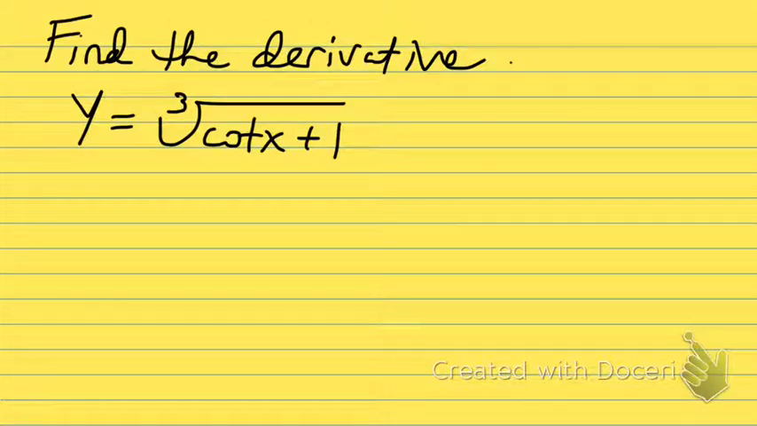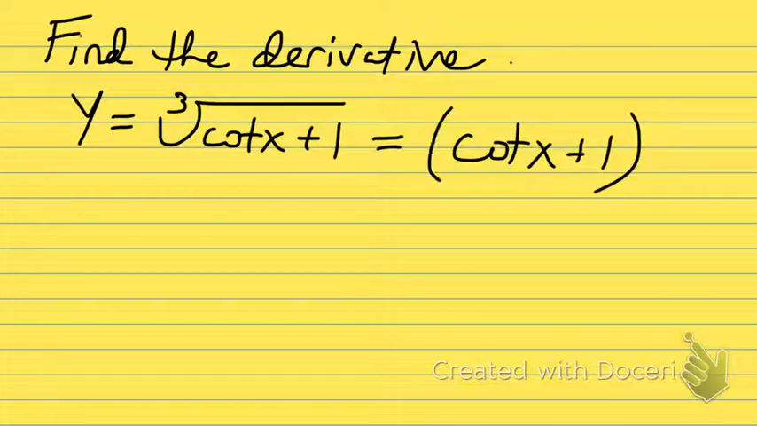To find this derivative, it would be helpful to rewrite this function with this expression here in exponential form. Say that we have the cotangent of x plus 1 to the 1/3 power. Then we'll use the chain rule because there is an outside and an inside. Okay, so now the chain rule coming right up.